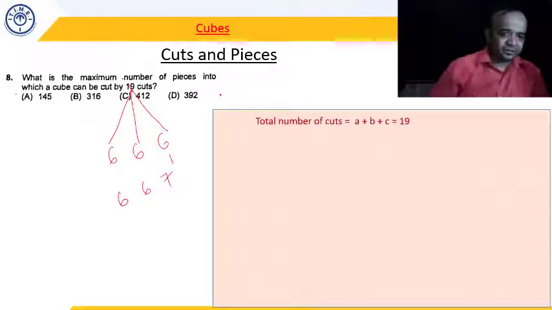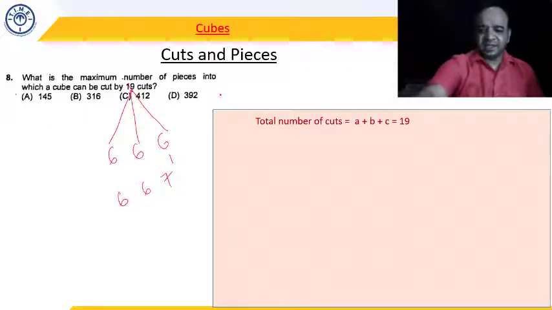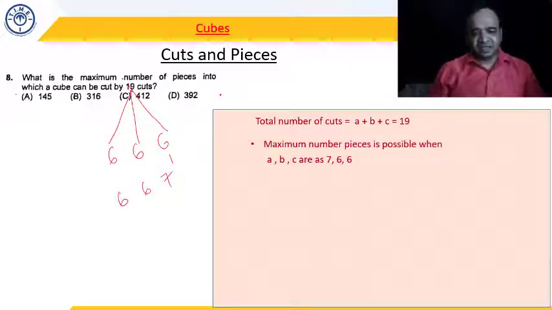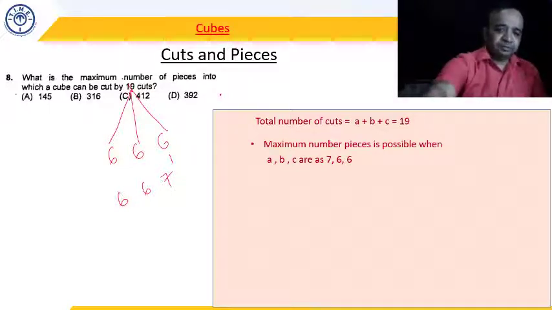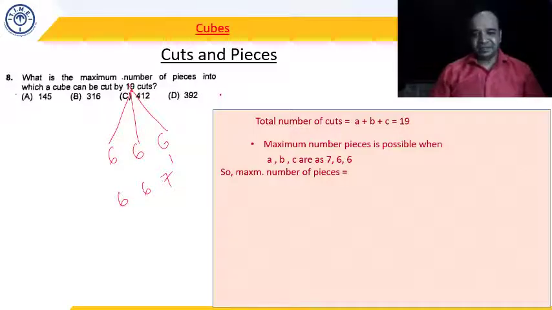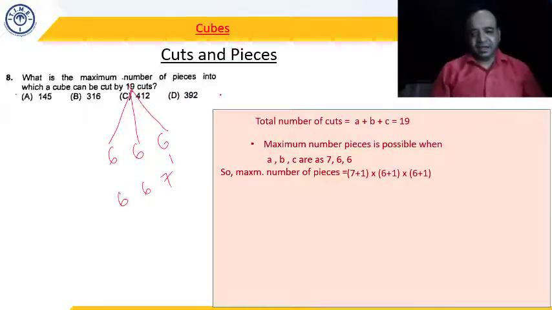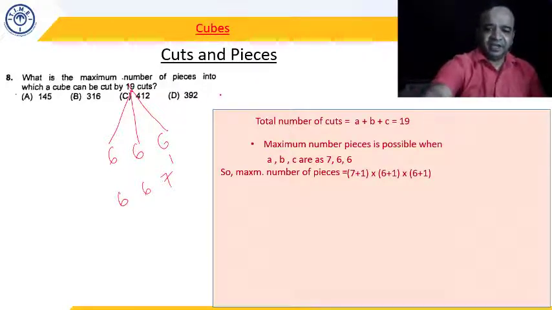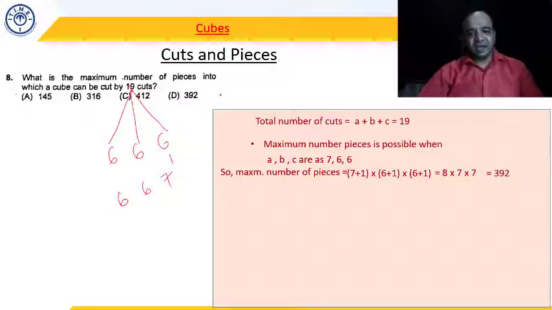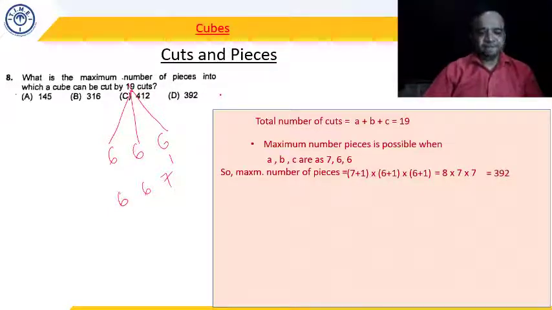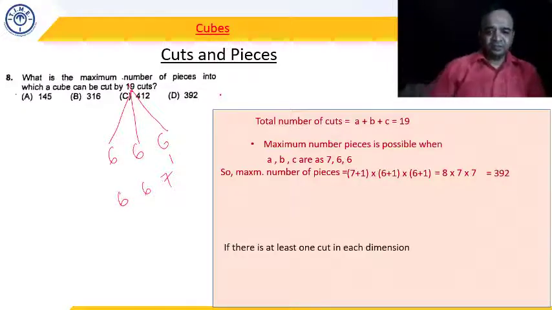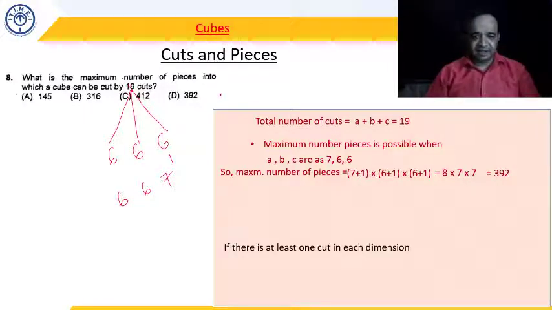So just look at the solution here. The total number of cuts is A plus B plus C, that is 19. And the distribution will be, for the maximum, 7, 6 and 6. Fine. So the total number of pieces will be 7 plus 1 into 6 plus 1 into 6 plus 1. Okay, fine. And the total number of pieces can be obtained as 8 into 7 into 7. Fine. 8 into 49 will give us 392 pieces. And the answer option to be ticked here is D. I hope this is clear. So the answer option we have here is D.